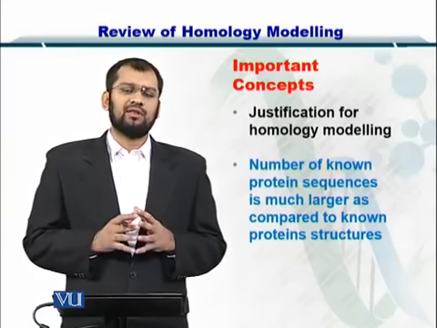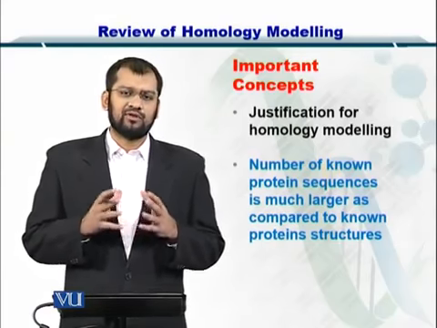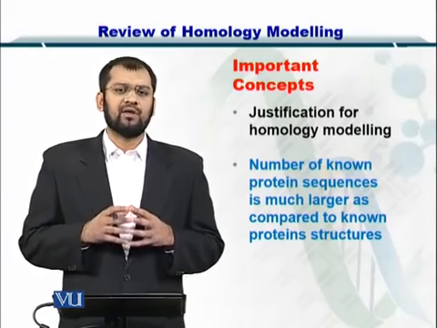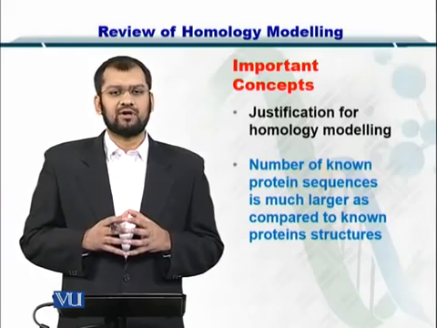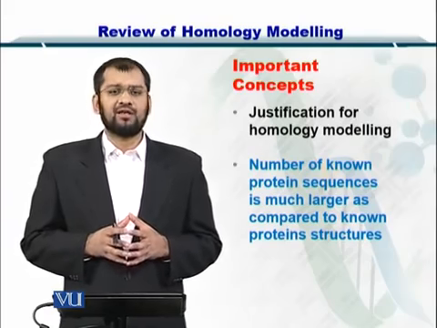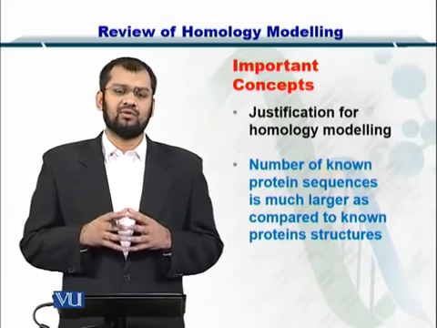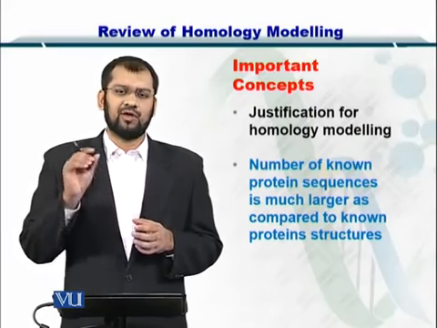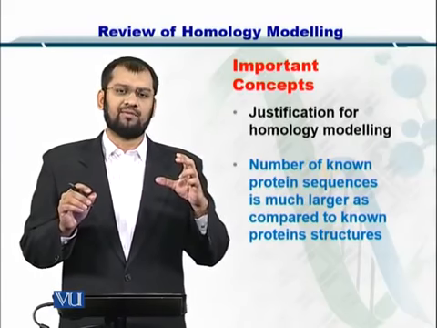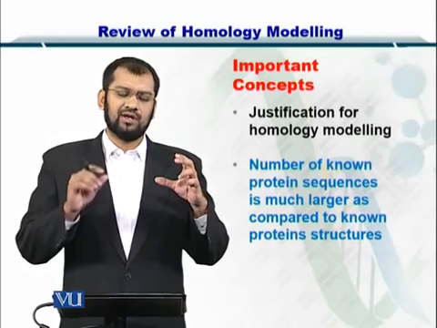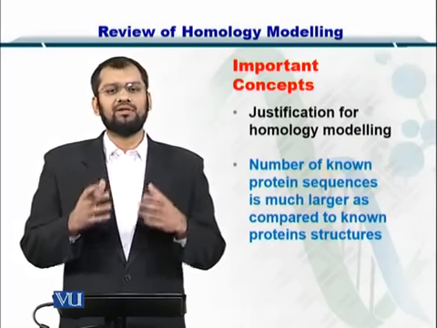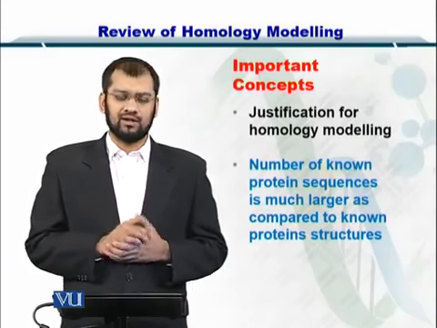So, given that we have these secondary and tertiary structures as well as quaternary structures, why do we need to go for structural modeling or homology modeling? The reason for that is that the number of structures that are known through experiments is very few as compared to the number of sequences that we have. So to predict the structures of a lot of proteins, we need homology modeling or structural modeling.